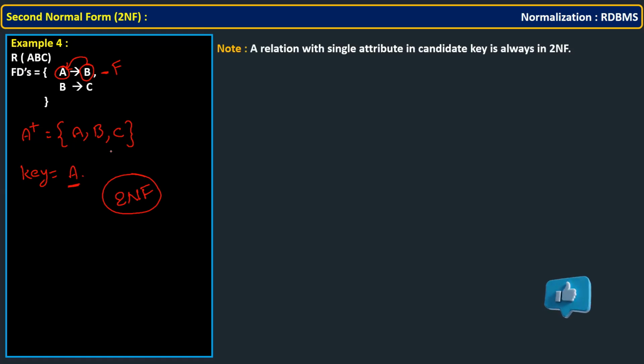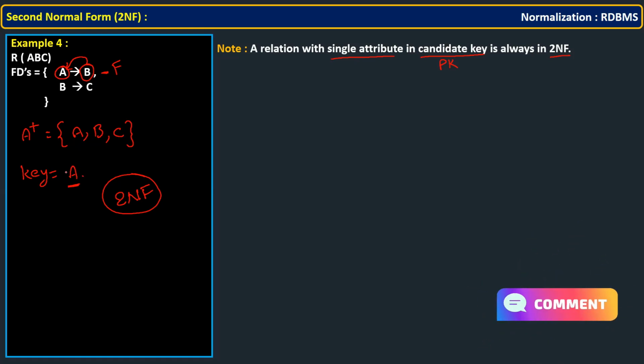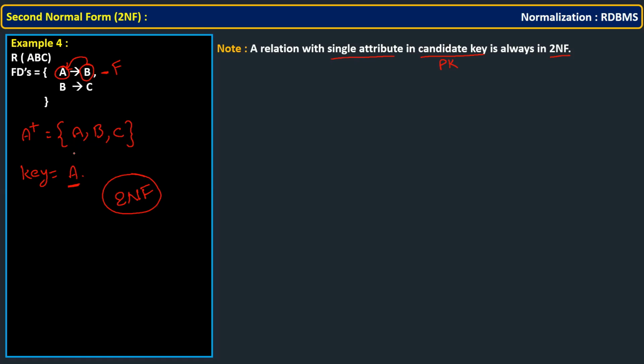Note this down very importantly: a relation with a single attribute in the candidate key, and the candidate key is nothing but the primary key, right? If the primary key has only a single attribute, it is always in second normal form. You need not do anything. So immediately after finding the key, observe whether it has one attribute or more than one attribute. If it has one attribute, then finalize that it is already in second normal form. If the key has more than one attribute, then you have to do the process whatever we did.